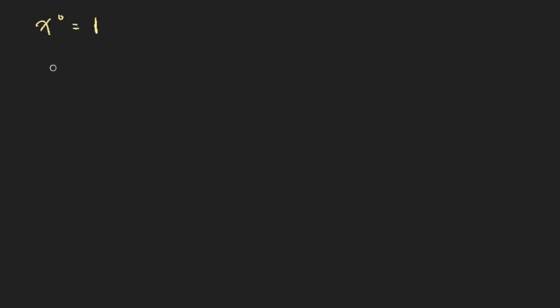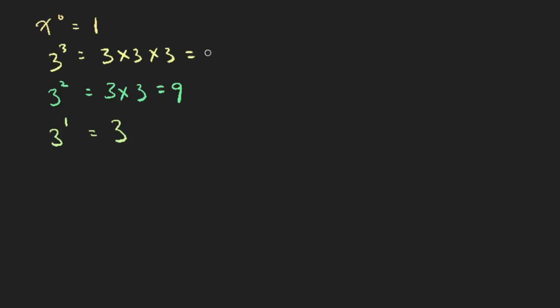For example, if you have 3 to the power of 1, you know that this is equal to 3. If you have 3 to the power of 2, this is 3 times 3, which is 9. We carry this on, 3 to the power of 3 will be 3 times 3 times 3, which is 27. So what is 3 to the power of 0?